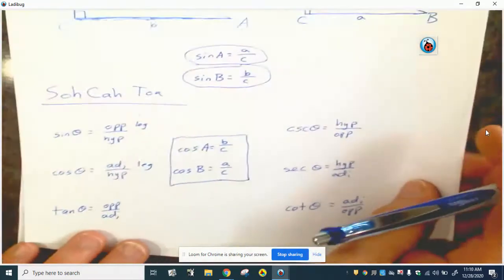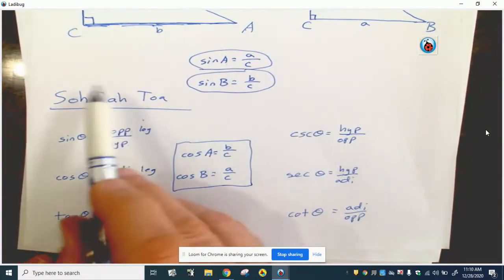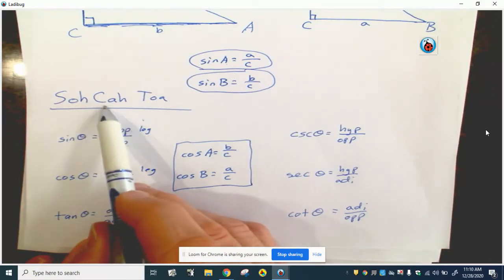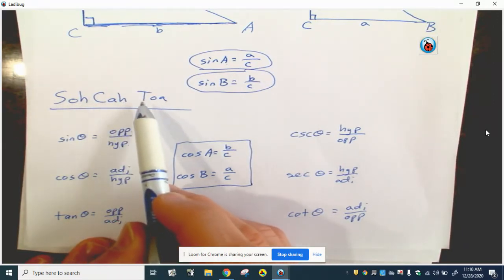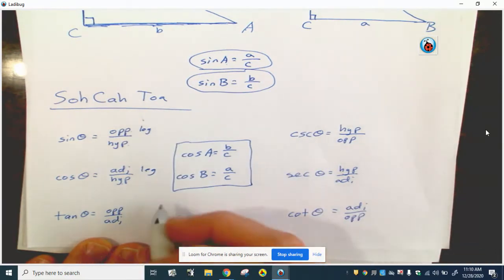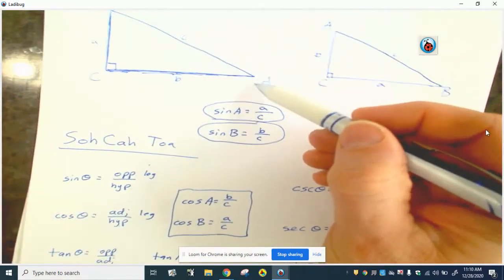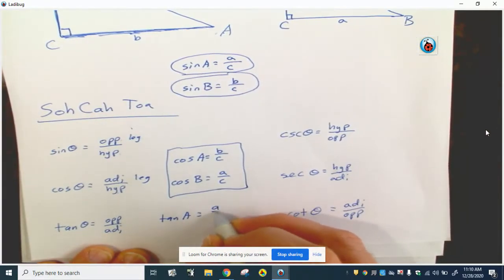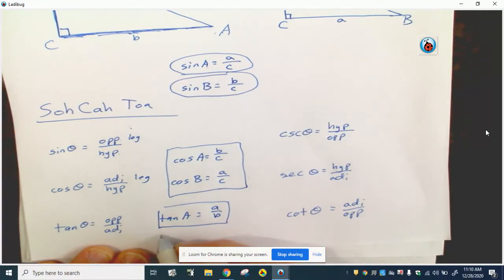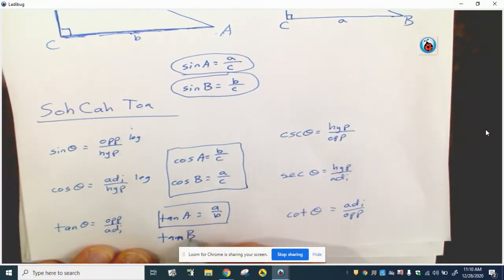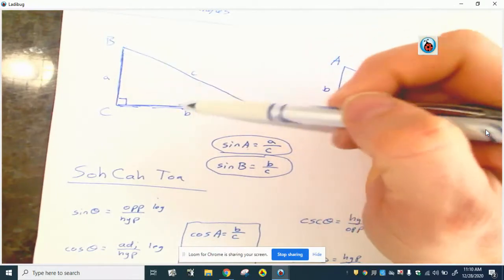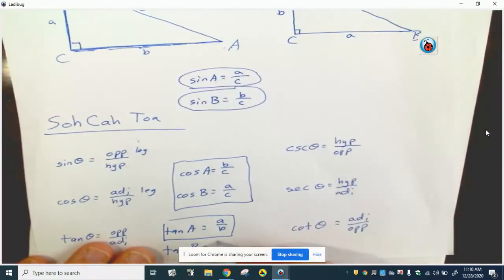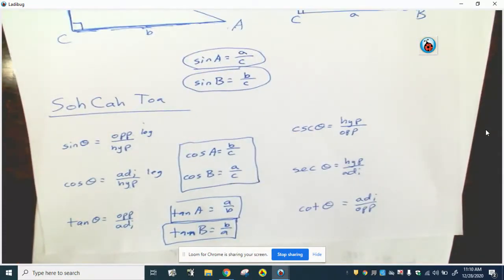And then that also means tangent is opposite over adjacent. So sine is opposite over hypotenuse, cosine is adjacent over hypotenuse, and tangent is opposite over adjacent. Okay, and I can write a couple of proportions. Tangent of angle A, well, angle A is here, opposite is A, adjacent is B, so tangent of A would equal A over B. And likewise, tangent of B, well, from B, opposite is B, adjacent is A, so B over A. Okay, so we need to be able to write our proportions.